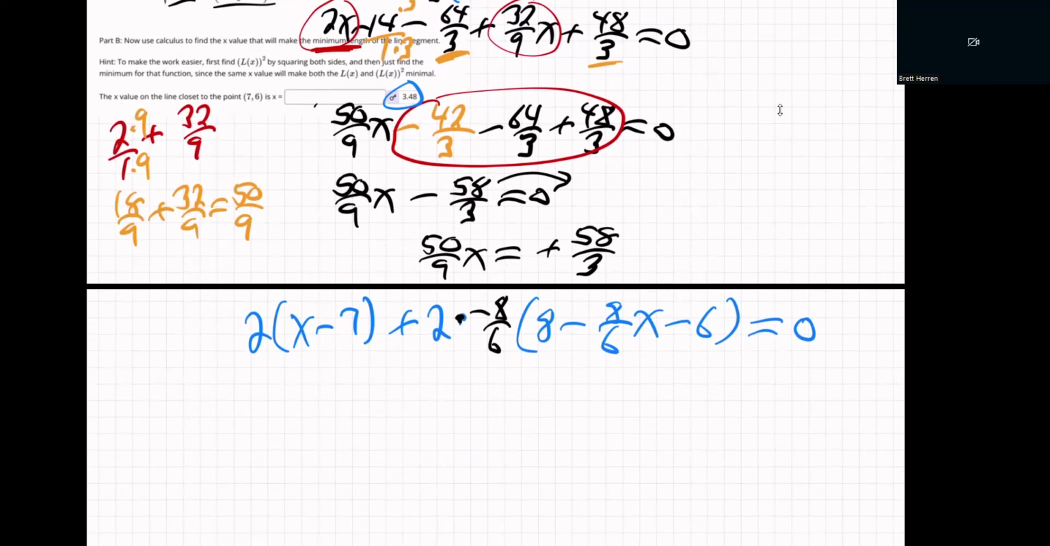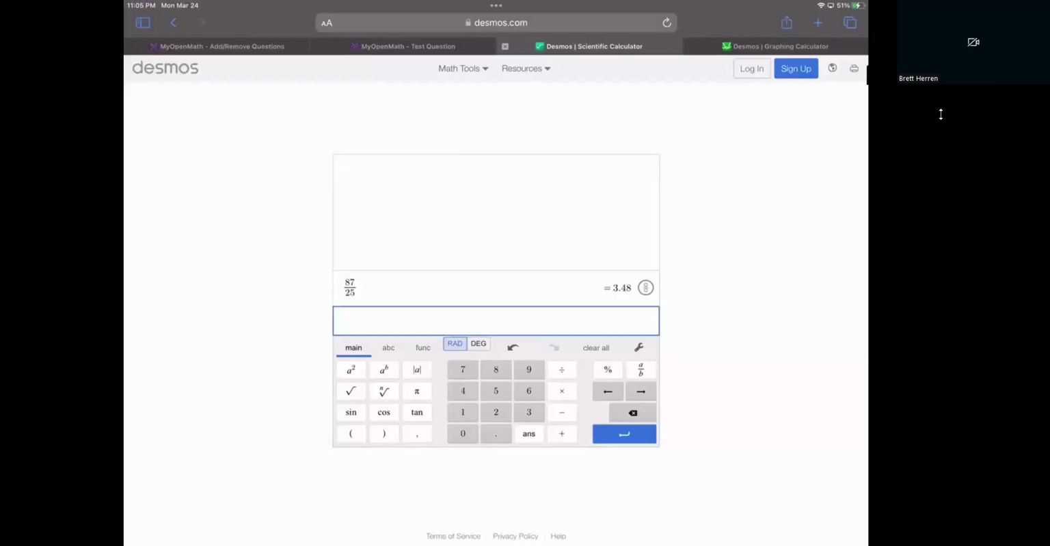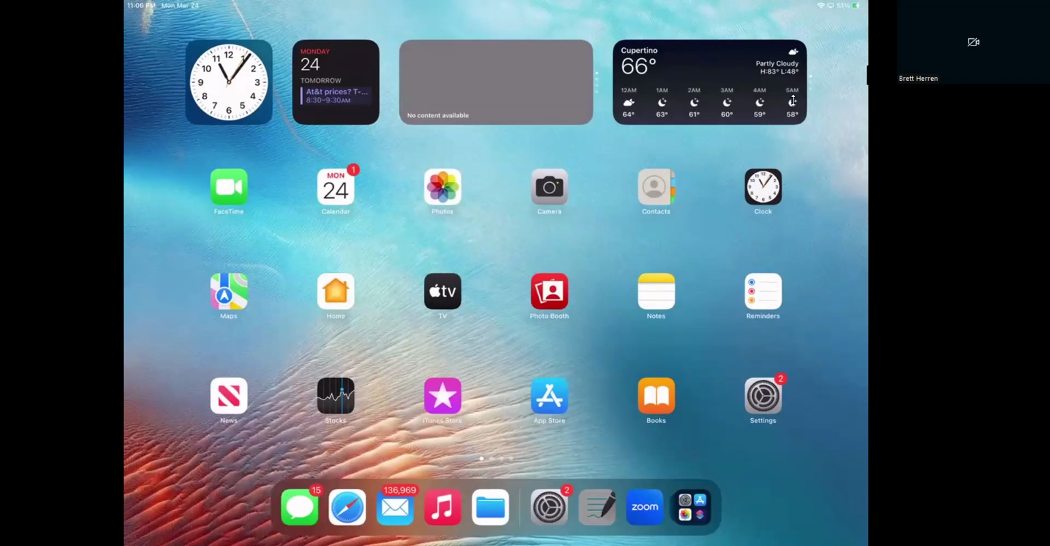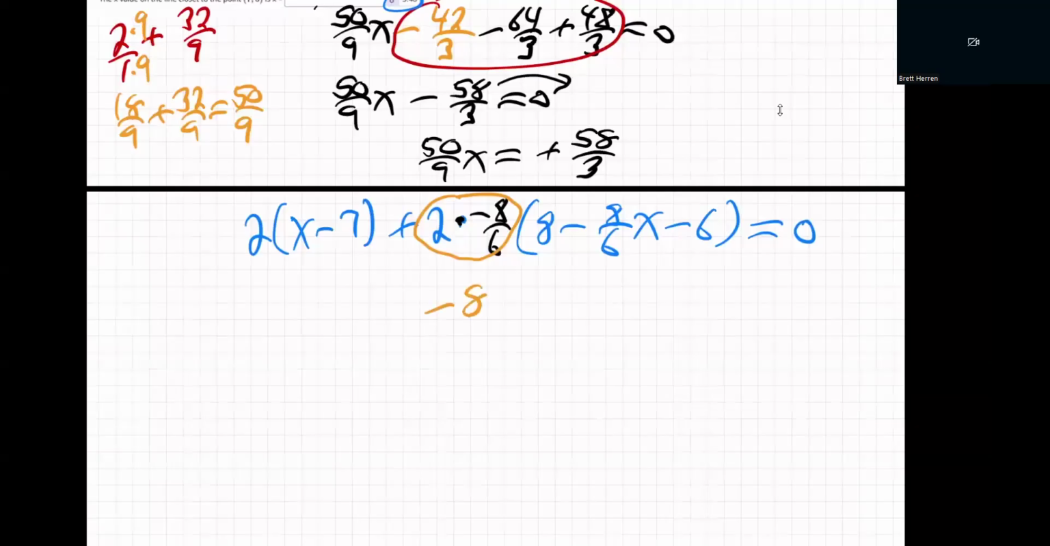Well, first off, I would just do these on Desmos, 2 times minus 8 sixths. Let me show you what I mean. So I'd go 2 times minus 8 sixths like that. Boom. And now you hit that little button, see this button over here? It'll change it to minus 8 thirds for you. Which I showed you how to do, but that would be quicker.